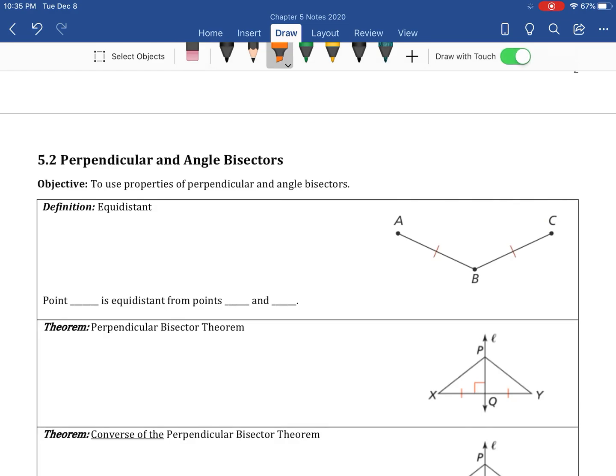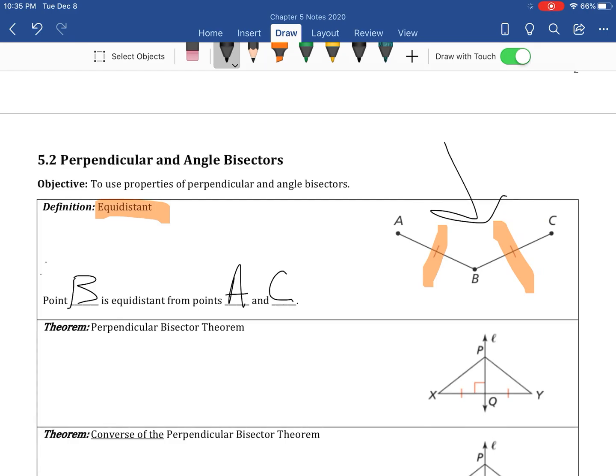First thing I want to talk about is this definition of equidistant. Maybe just that word, it makes sense. But if we look at this picture right here, point B is equidistant from points A and C. One of the reasons that we know that it's equidistant is because of those tick marks. So just revisiting that here and keeping that in mind.